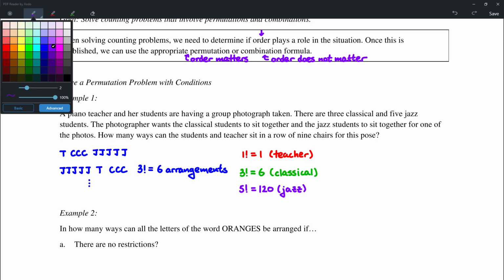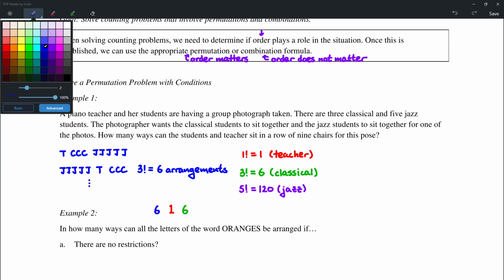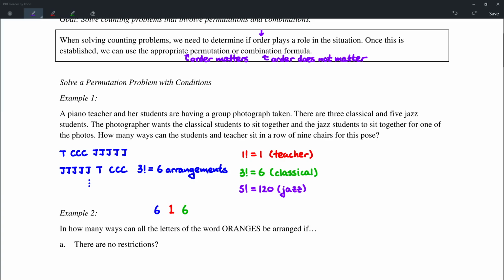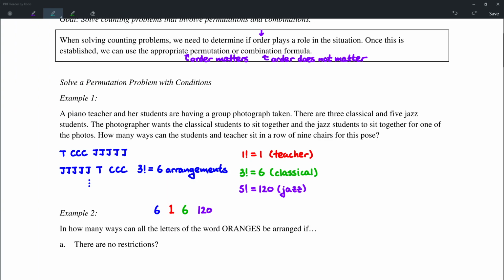When this is all taken into account, we have 6 arrangements for the groups, 1 arrangement for the teacher, 6 arrangements for the classical students, and finally 120 arrangements for the jazz students. And if we multiply these 4 numbers together using the fundamental counting principle, we will have 4,320 ways for this photo to be taken.